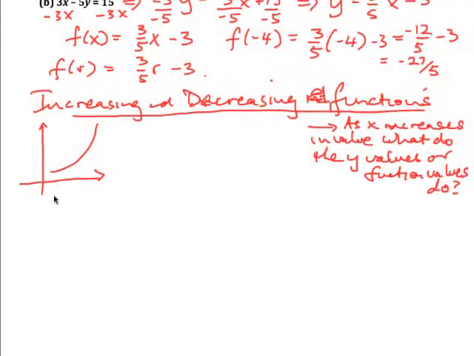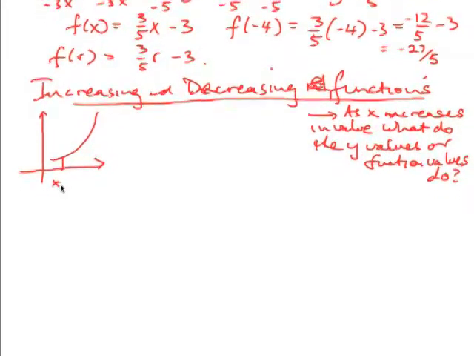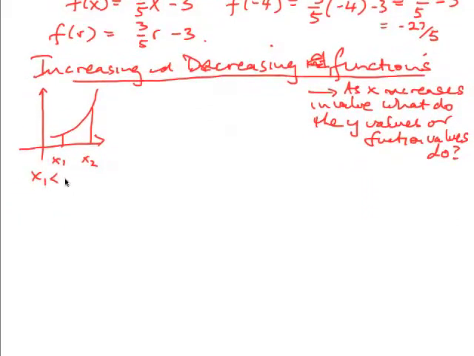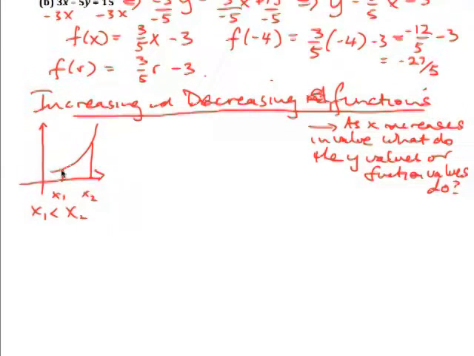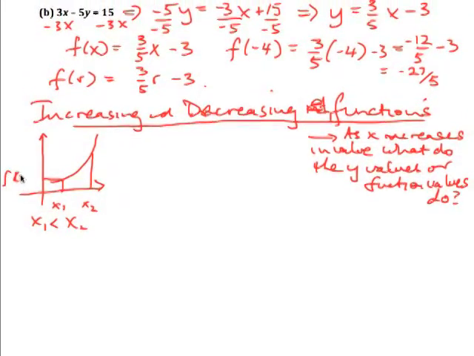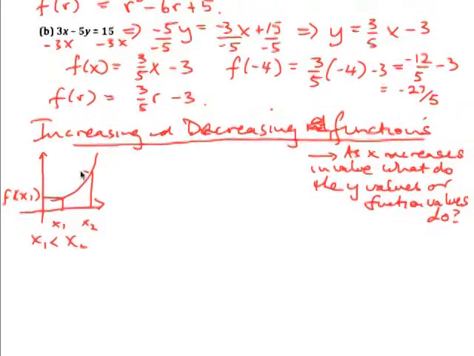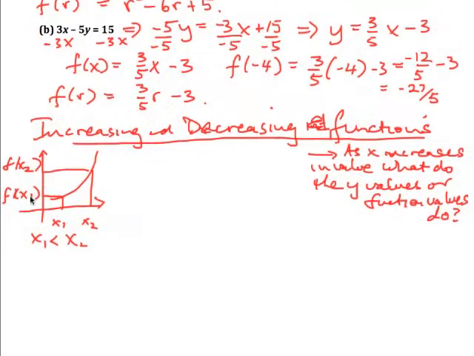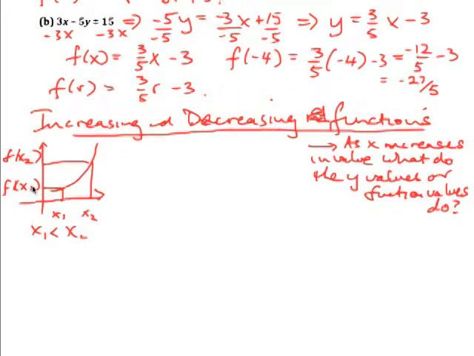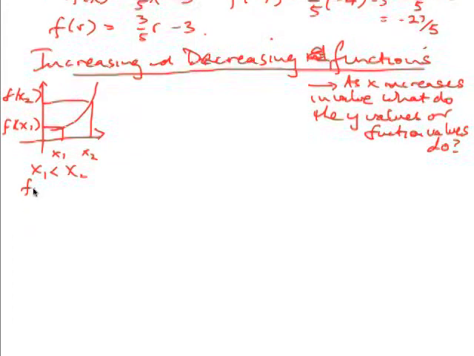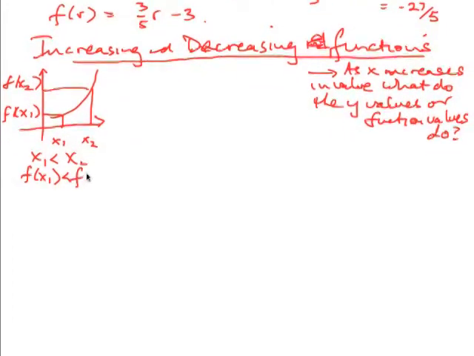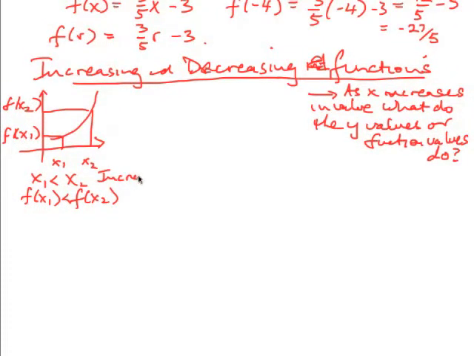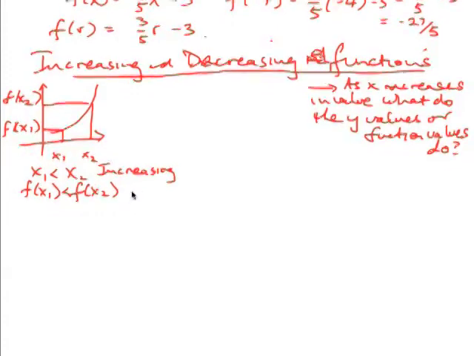So in this case, you'll notice that, let's suppose I take an x1 here and an x2 here. So x1 is less than x2, but when I look at the function values, this is f of x1 and this is f of x2. Notice as it goes up to the right, the function values are increasing. F of x1 is less than f of x2. And this is when we have an increasing function.